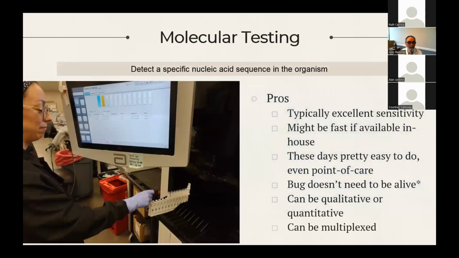Next one is molecular testing, where we're going to detect a specific nucleic acid sequence in the organism, a piece of RNA or a piece of DNA that's in the organism. So these are your molecular tests, your PCRs for the most part. Generally have very, very good sensitivity. Most of these you're talking about at least 95% sensitive. So if you have it, you're probably going to be positive for the test. They can be fast. Some of these can be done in just 15 minutes now. Some of them may take a few hours. So it can be fast if it's available in-house.